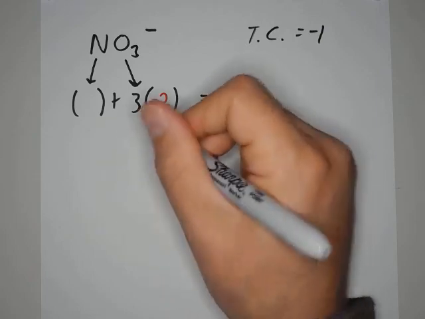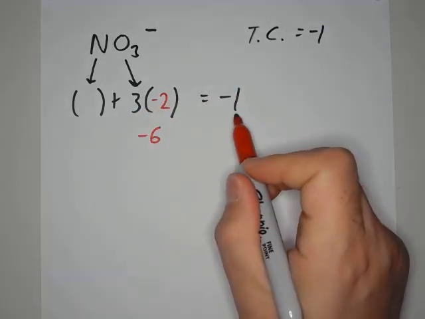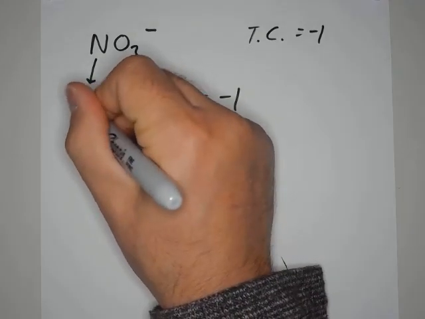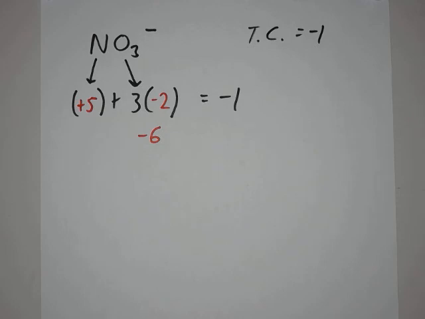So 3 times -2 gives us -6. We don't want to get to 0 this time, we want to get to -1. So something plus -6 equals -1 has to be +5. So the oxidation number of nitrogen there is +5. So what we basically do is use those rules and we work out the unknown.